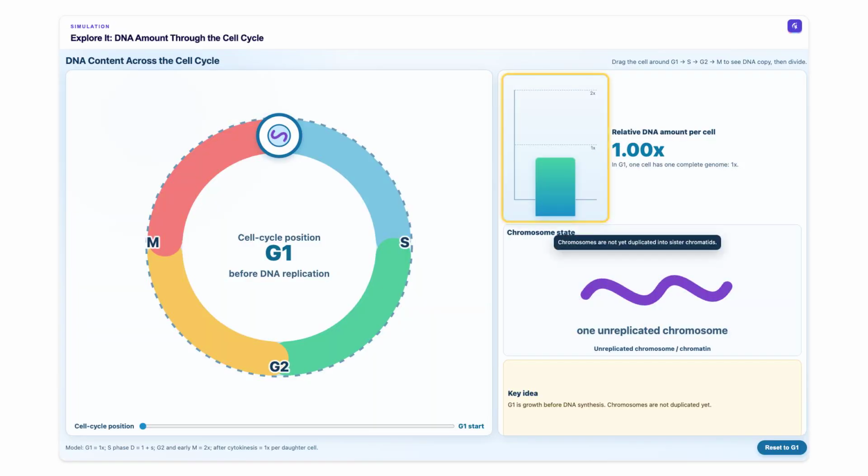Start the cell in G1, the growth phase before DNA replication. At this point, the cell has one complete genome, so its relative DNA amount is 1 times, and the chromosome is still unreplicated, not split into sister chromatids yet.